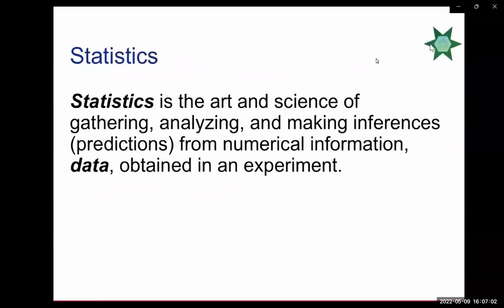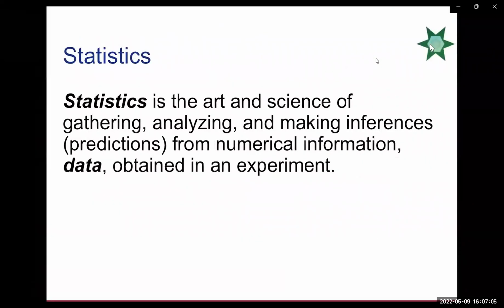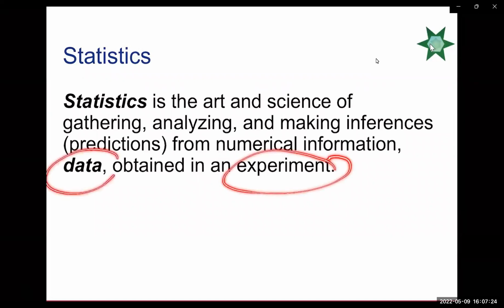So what is statistics? According to this definition, it's the art and science, so a combination of both, of gathering, analyzing, and making inferences, which are just predictions, from numerical information, which we call data, that you obtain from an experiment. So you conduct an experiment, you collect the data, you gather it, you analyze it, and then you can make inferences on it. And that's basically what statistics is.